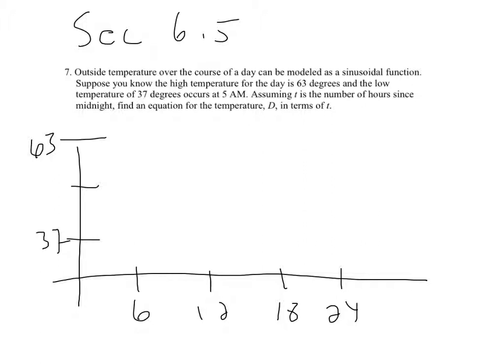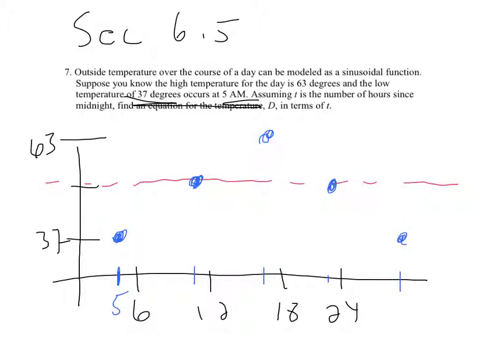And the low temperature occurs at 5 a.m. So just a little bit before 6, which is the normal turning place, I know the low temperature happens at 5. So then if I think about this midline and how these trig functions behave, I know that 6 hours later it's going to be at the average. 6 hours after that it'll be at the high. 6 hours after that it'll be back at the average, and then at 5 in the morning again it'll be back down at the low. I'm sorry, I said low. This should be the average.